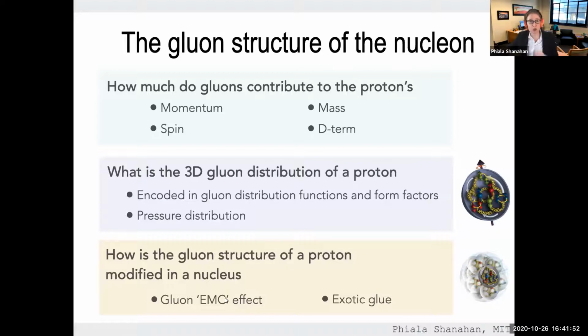And then, well, what about in nuclei? How's the gluon structure of a nucleus different from the gluon structure of just protons and neutrons? How does the nuclear binding from the strong force show up? These are all questions that we can seek to answer, and we're working on aspects of all of these from first principles calculations.